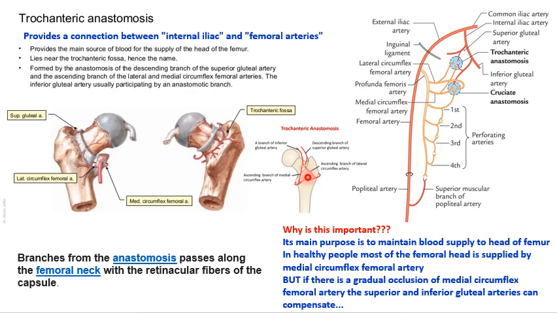Am I clear? I repeat again, the trochanteric anastomosis provides the connection between the internal iliac and external iliac arteries, and the trochanteric anastomosis is formed by the ascending branches of medial and lateral circumflex femoral arteries, a descending branch of the superior gluteal artery and a branch from inferior gluteal artery.